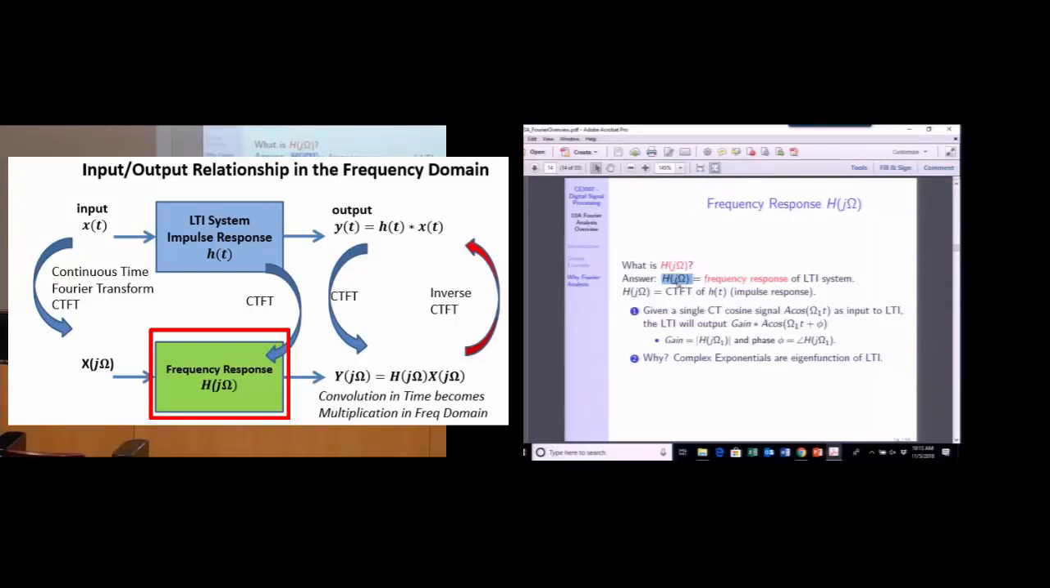The frequency response is H(jω). It is the Fourier transform of the impulse response. The frequency response is a complex number. We have to find the magnitude, the amplitude, as well as the phase.